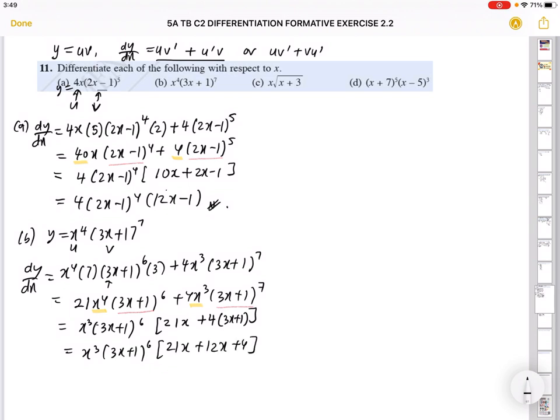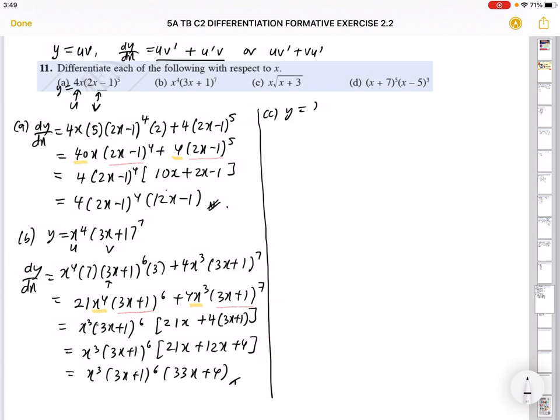When you simplify further, you should get 3x plus 4. Okay, I hope this is not too difficult, right? Okay, part C. This is your u, this is your v, x plus 3 power half. This is your u, this is your v.